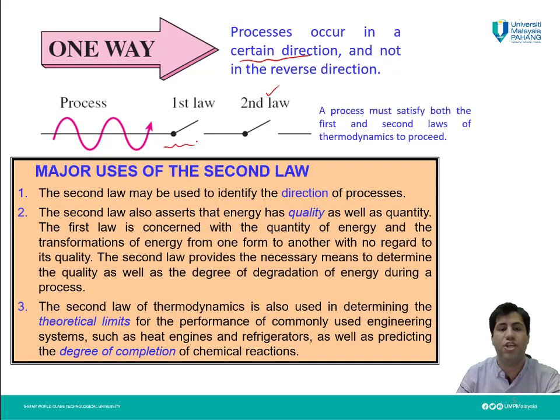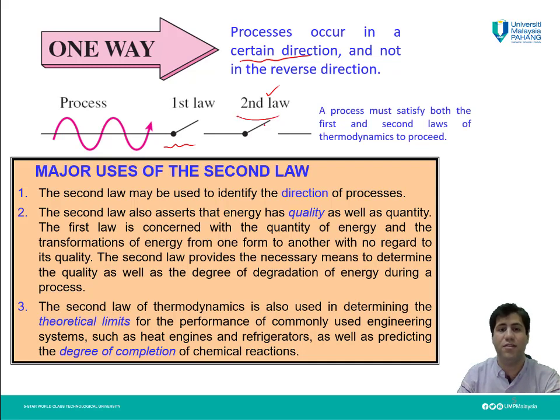After we check the first law for a process, if the process satisfies the first law, it means that the process can happen. But to determine the direction of the process, we need to check the second law. So for a process to happen, it needs to satisfy both of these laws, the first law and the second law of thermodynamics. However, up to here, I haven't defined this second law of thermodynamics. I will introduce this second law to you.